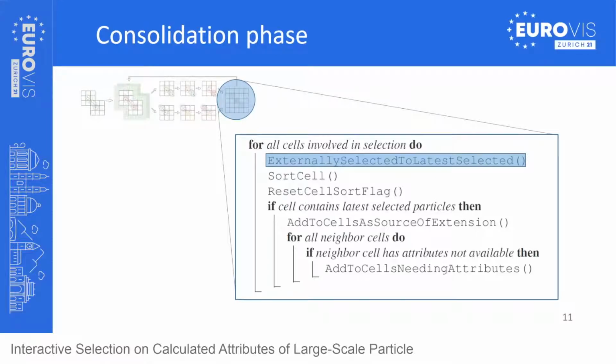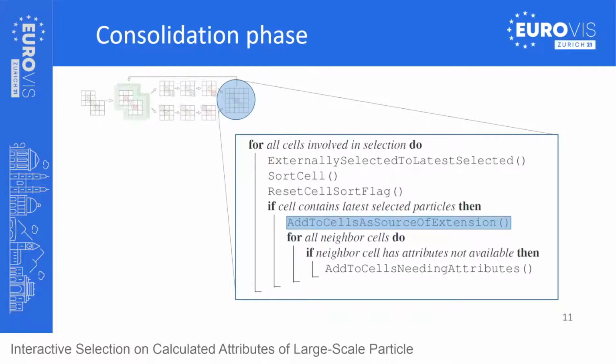Particles that are internally selected are directly sorted into the selected section of the cell and will therefore not participate in region growing as a source. As we can use our predefined borders between the separate selection states, we can now easily check if a cell will be the source of the extension and add it to the work buffer for the next extension phase.